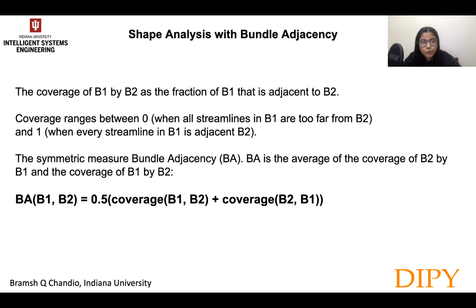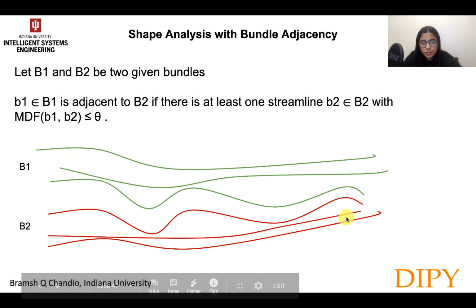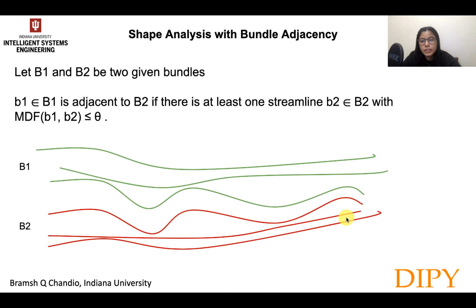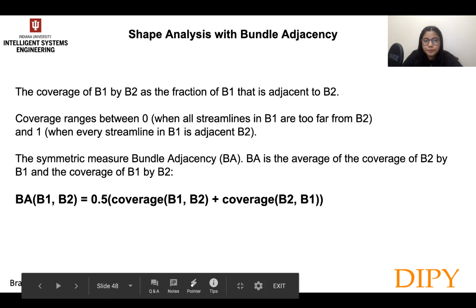The coverage of B1 by B2 is the fraction of B1 that is adjacent to B2. Coverage ranges between 0 when all streamlines in B1 are too far from B2, and 1 when every streamline in B1 is adjacent to B2. So for example, when all of these streamlines are adjacent to the red streamlines, we would say the coverage is 1, and if they are all far from B2, then we will say the coverage is 0.